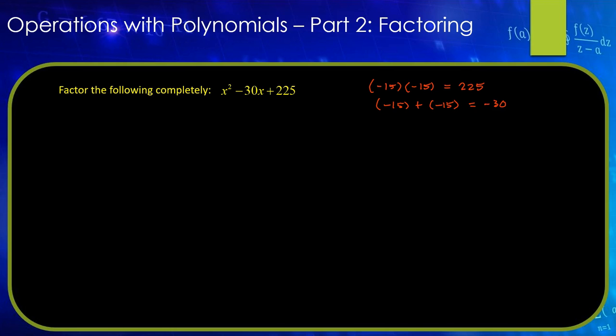Sometimes I have students that will say, well, if I do 15 and 15, I get positive 30, so it's 15 and 15. Well, 15 and 15 is positive 30. We're looking for negative 30. So be careful about signage too.